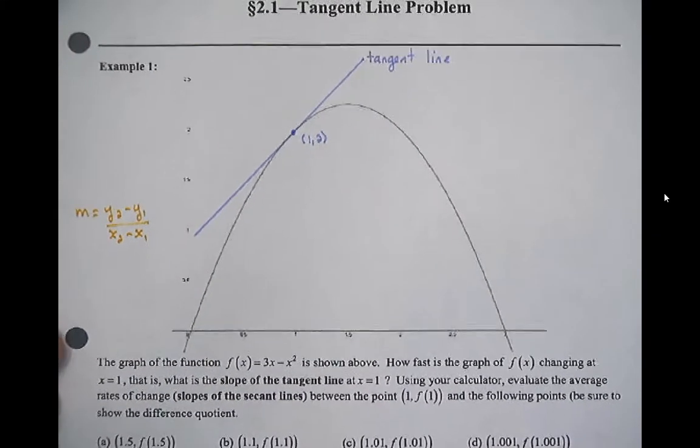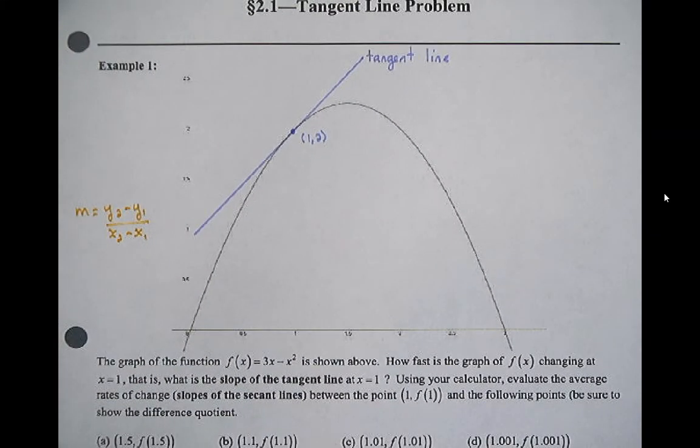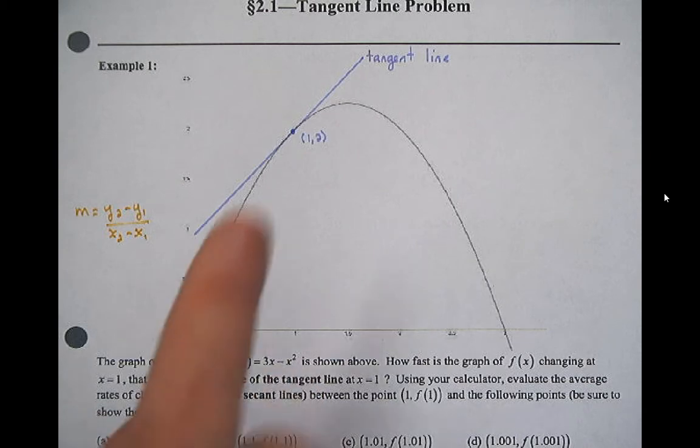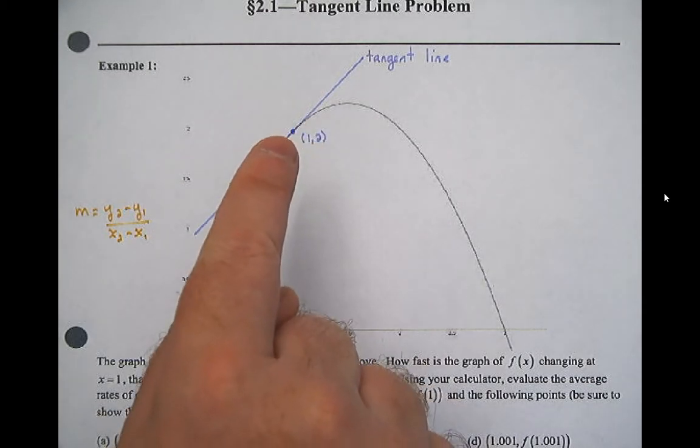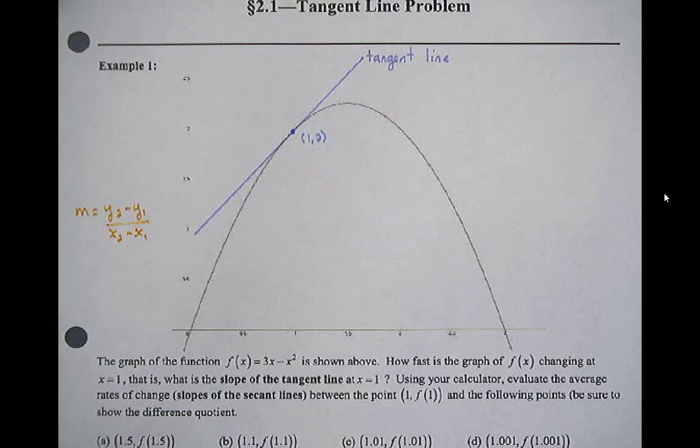So this was all fine and dandy back in Algebra 1 because what were we given? 2 points. And in this case, if you look, the only point that we know that this line goes through is the point (1, 2), and we need that second point. And so this is where the calculus comes in to save the day here.